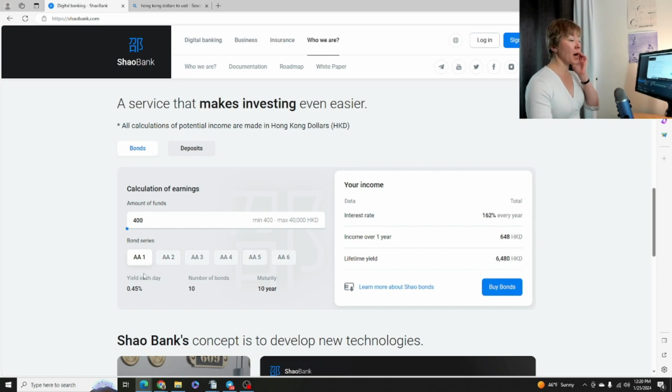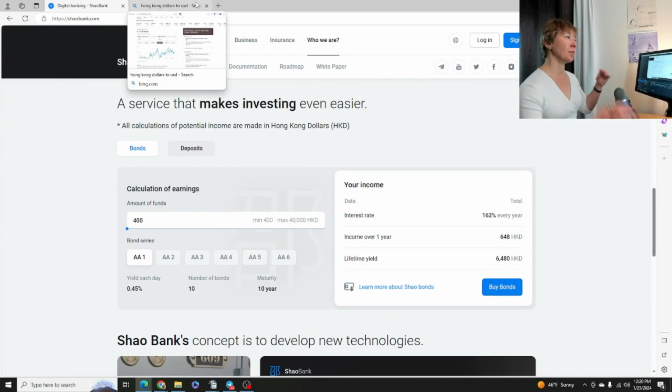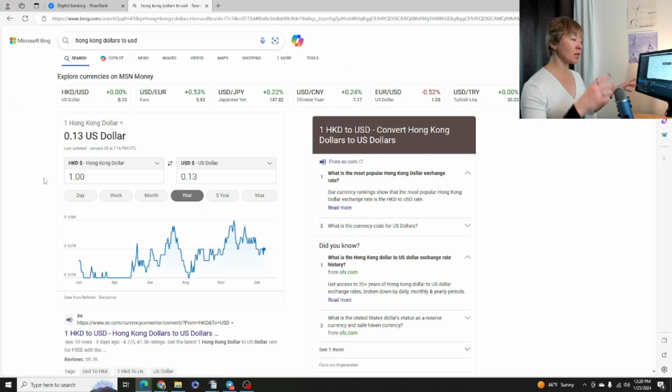We've got AA1 here. That's showing us the interest rate is going to be 162% over 1 year, which is 648 Hong Kong dollars. We are looking at it in Hong Kong dollars here. When we go into our website, it will give the conversion from Hong Kong dollars to US dollars, but it can help to just pull up a currency exchange of your own and see what your country's currency is to Hong Kong dollars.